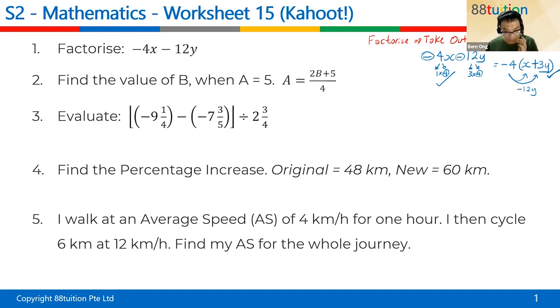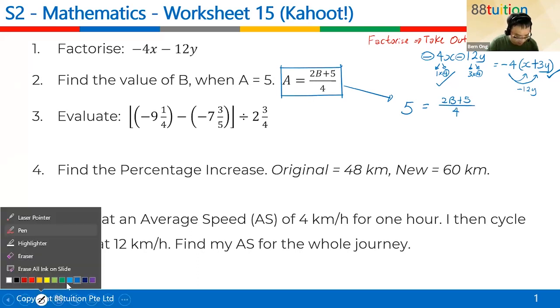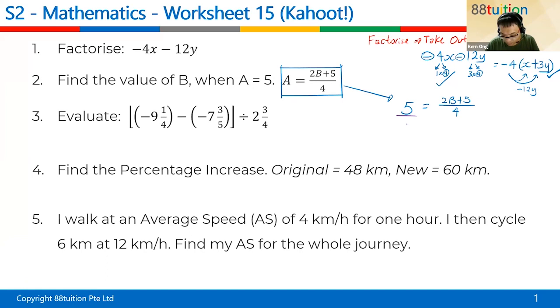Next, find the value of b when a is 5. So this is the equation here. You're supposed to do some substitution. So how do you substitute? A is 5. So it's actually 5 is equal to 2b plus 5 over 4. What is this? Single fraction equal to single fraction. You do a cross multiplication. 4 times 5, 2b plus 5 times 1. The reason why you do a cross multiplication is so that you can get rid of the fraction.